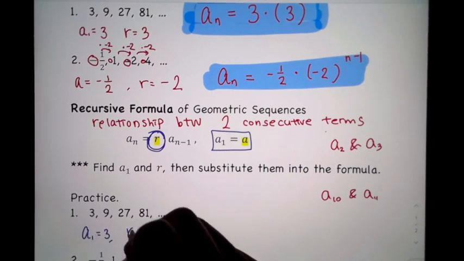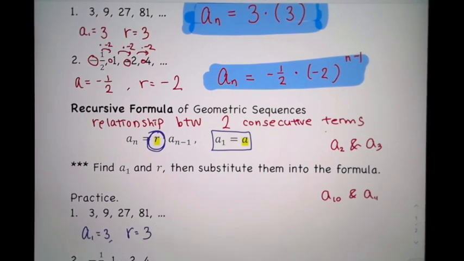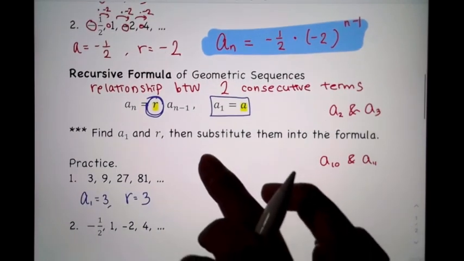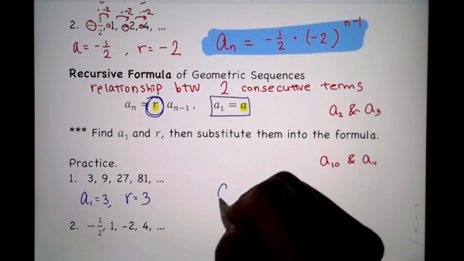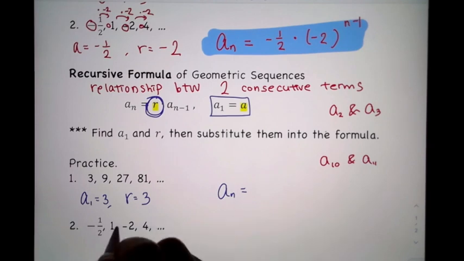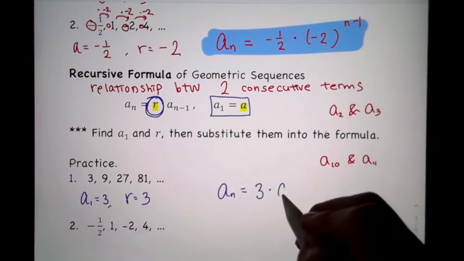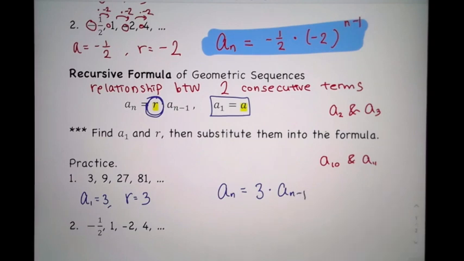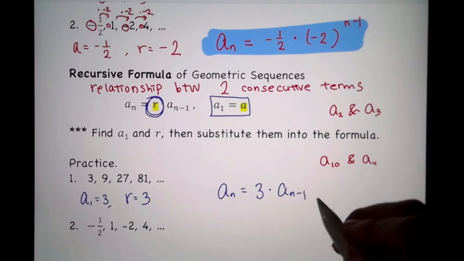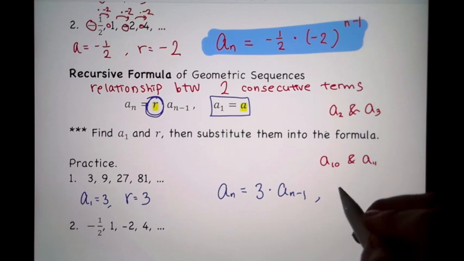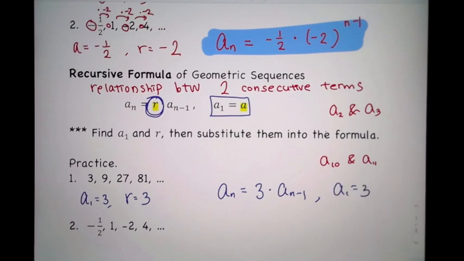R is 3, right? So when you want to write the recursive form, we do this. a_n equals, just get your common ratio, 3 times a_(n-1), like that. That's it. And don't forget this. You need to write your first one. So just have your first term. Then you're done. This is the recursive form.